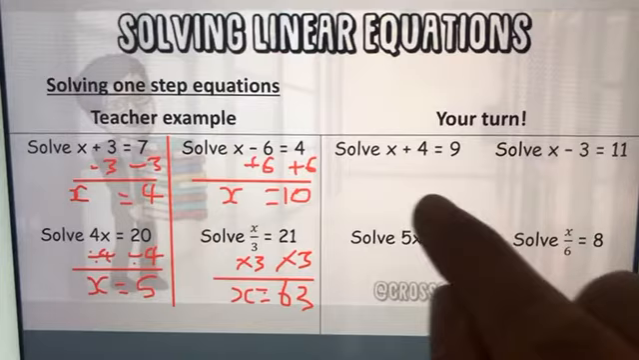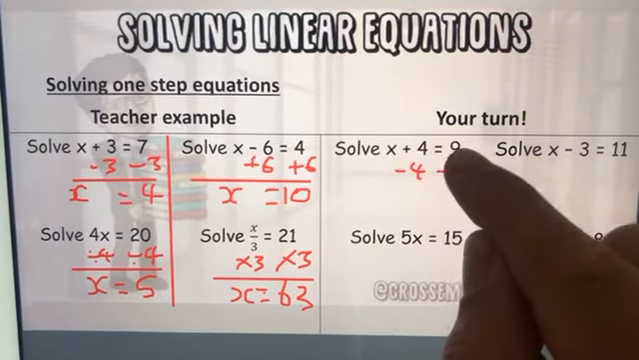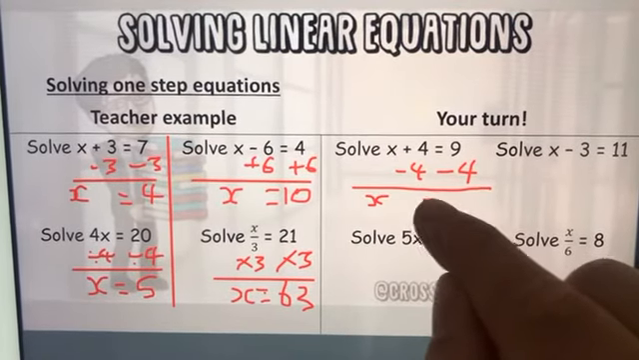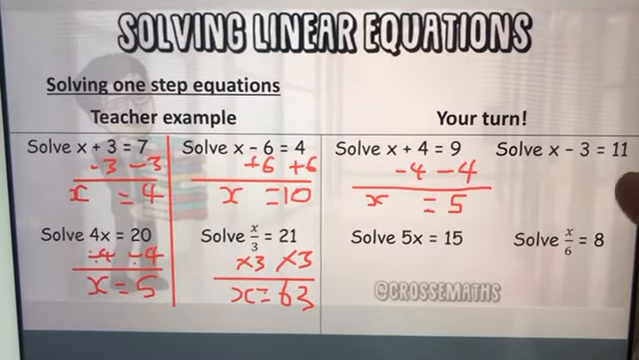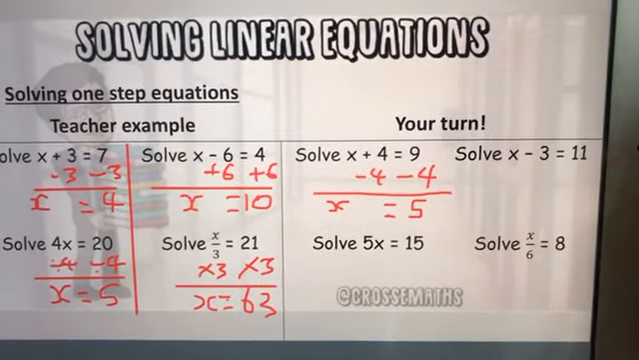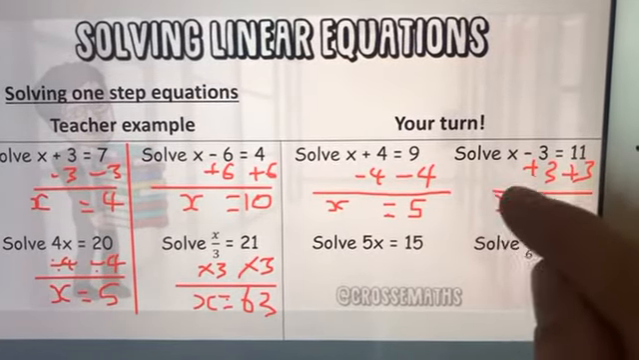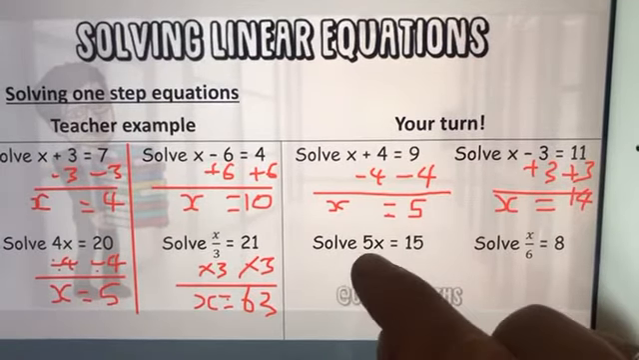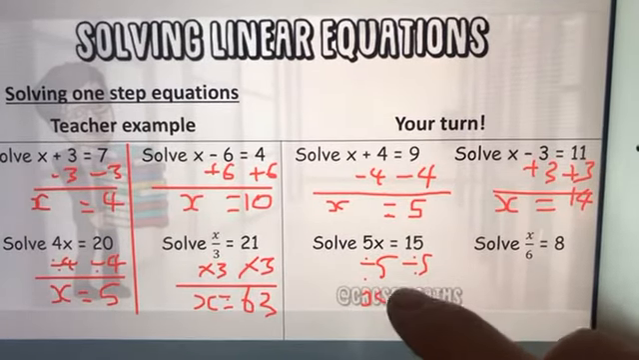Right, so first one. I've got x plus 4 equals 9. Okay, I'm going to take away 4 from both sides. X moves straight down. Plus 4 minus 4 makes nothing. 9 take away 4 is 5. Next one, I've got x take away 3 equals 11. In order to get rid of that take away 3, I'm going to add 3 to both sides. X moves straight down. 11 plus 3 is 14. 5x equals 50, and I'm going to divide both sides by 5. I get an x value of 3.